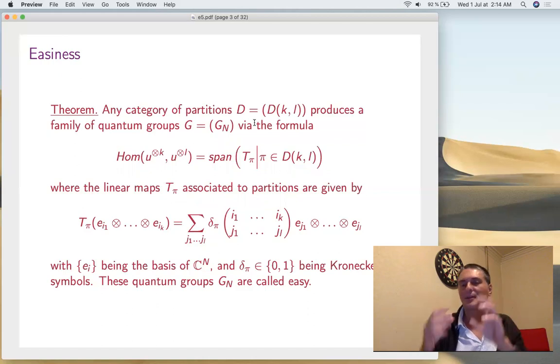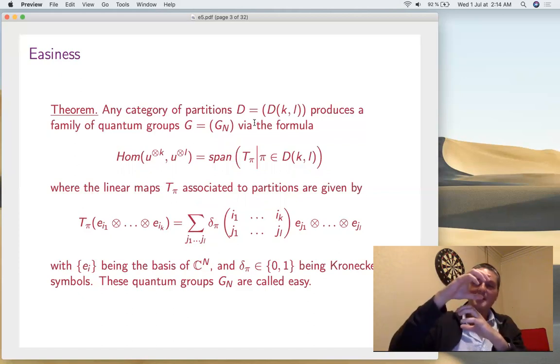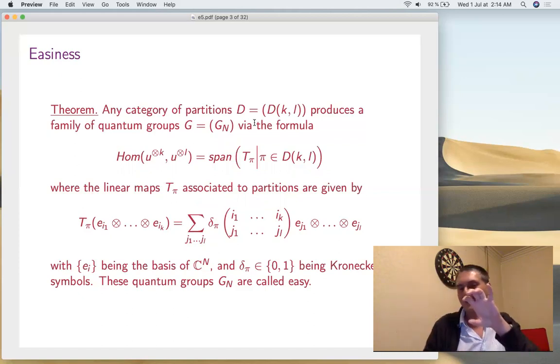Well, these things you can compose, right? You can put them like this. It's a kind of tensor product. You can compose like this. It's a kind of composition. You can also flip the diagram. That's a kind of involution. So if it's stable under these operations, it's called a category of partitions.